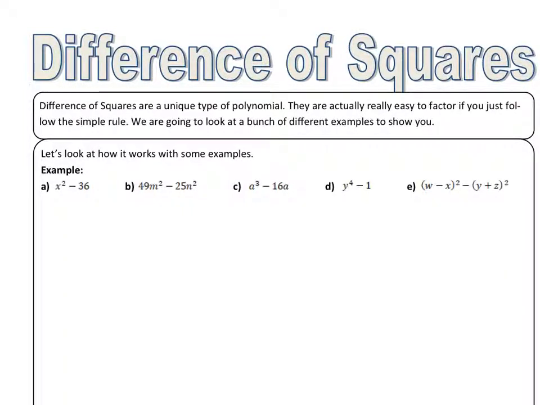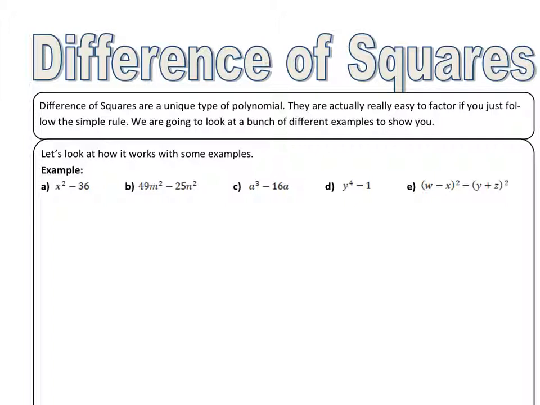Hey guys, so today we're going to do a unique part of factoring with what is called a difference of squares. Difference of squares is a unique type of polynomial, and you'll notice it because it has a square in one term, subtraction, and the square in the second term, and they kind of all look the same. They're actually pretty easy to factor if you follow the same procedure all the time, but I'm going to look at different examples because they can get a little bit more complicated in terms of numbers and what the actual terms look like.